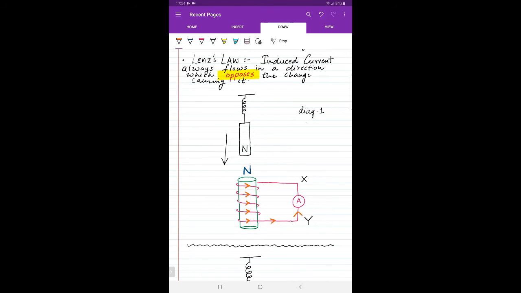And look carefully at the direction of the induced current and the motion of the magnet. अगर आप carefully दोनों arrows को देखो, I'm sure Lenz's law की confirmation हो रही है. Look which way the magnet is moving. Downward. And look which way is the direction of the induced current flowing.